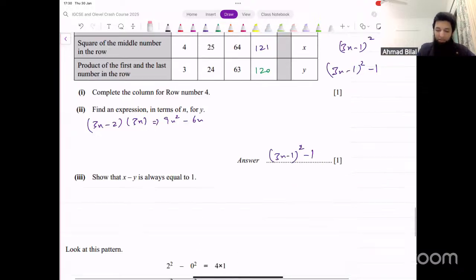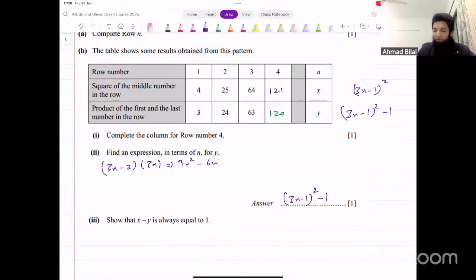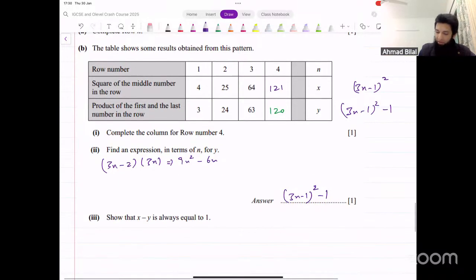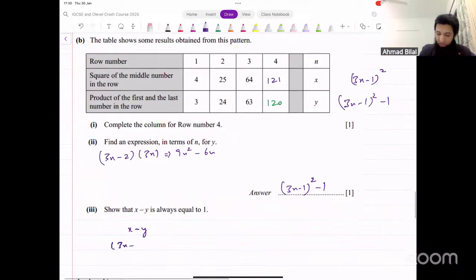Okay. And the last part they're saying, show that x minus y is always equal to 1. Now, you can use any one of these two forms that you've written. You could use this one or this expanded form. Both are acceptable. Find the difference x minus y. Okay, what's x? X is 3n minus 1 whole squared, minus y, which is 3n minus 1 whole squared minus 1.